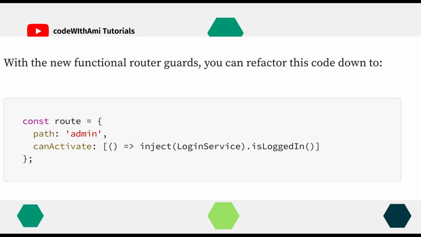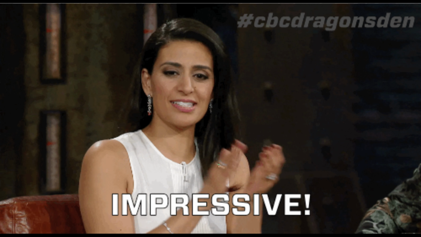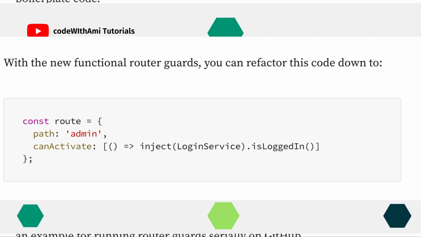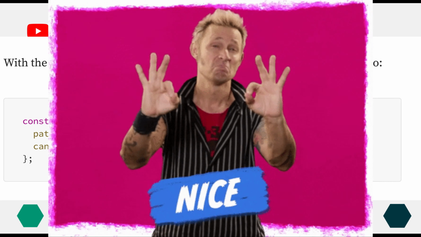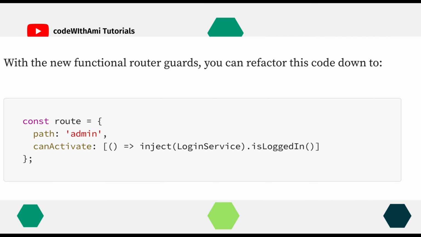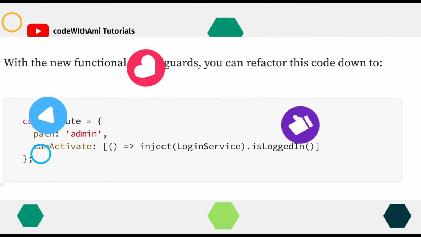But in the new versions, with the new functional router guard, you can refactor the code like this. Now it has been reduced to just 3 lines of code. Just look at this, man. We just have an arrow function, taking advantage of the inject function, where we just have to inject the dependency of the service, and here we go. We can just call this function. That's all we need to do. This is really amazing. Let me know if you want to see this in practice. Okay, let's move to the next one.